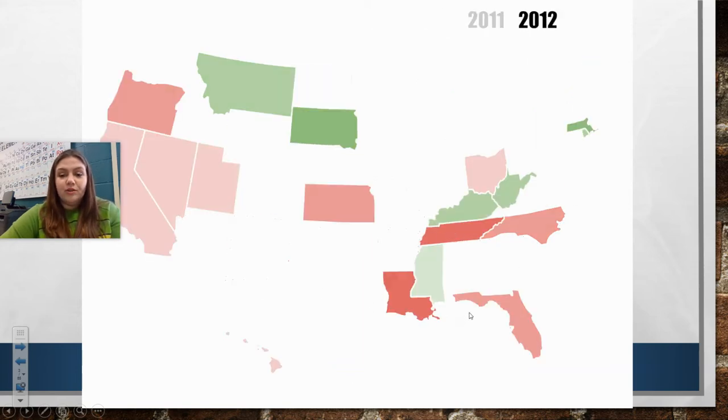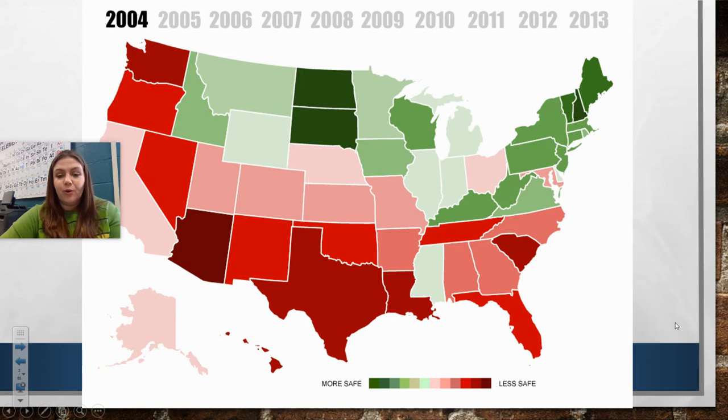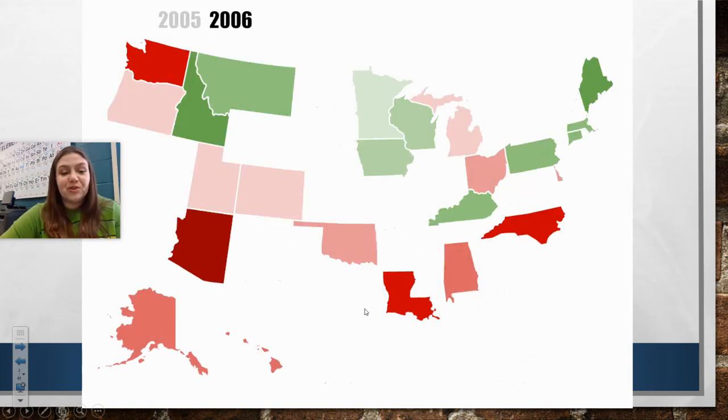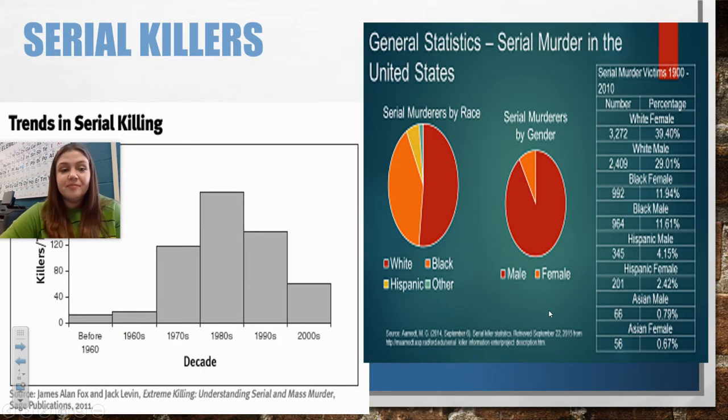So right now, closer down, we get more red. I don't know why it won't just freeze. There we go. In 2013, Texas is pretty red.